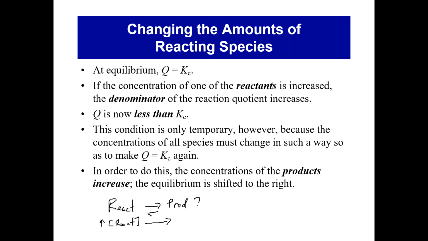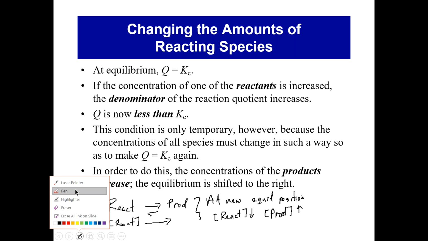So therefore, at the new equilibrium position, the concentration of the reactants will decrease while the concentration of the products will increase, all right? So you're going to end up with some different concentrations, but the equilibrium will be restored. Okay, so that's a hypothetical example, now a real example.